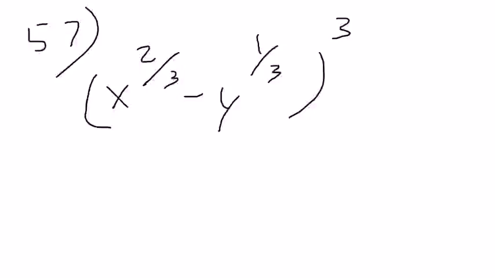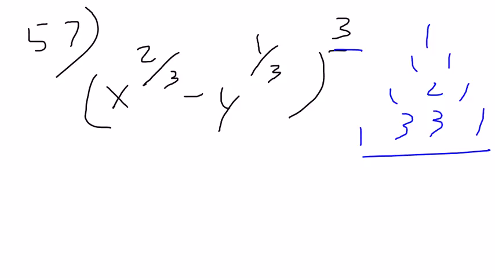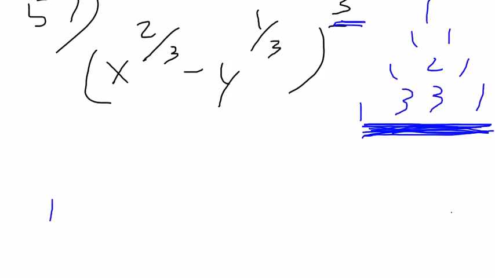Alright, class is number 57. If I use Pascal's triangle to get the third row, it would be 1, 1, 1, 1, 2, 1, 1, 3, 3, 1. This is the one we want because we have the third power. We have 4 terms. There's always going to be one more term than power. So it's going to be 1, 3, 3, 1.